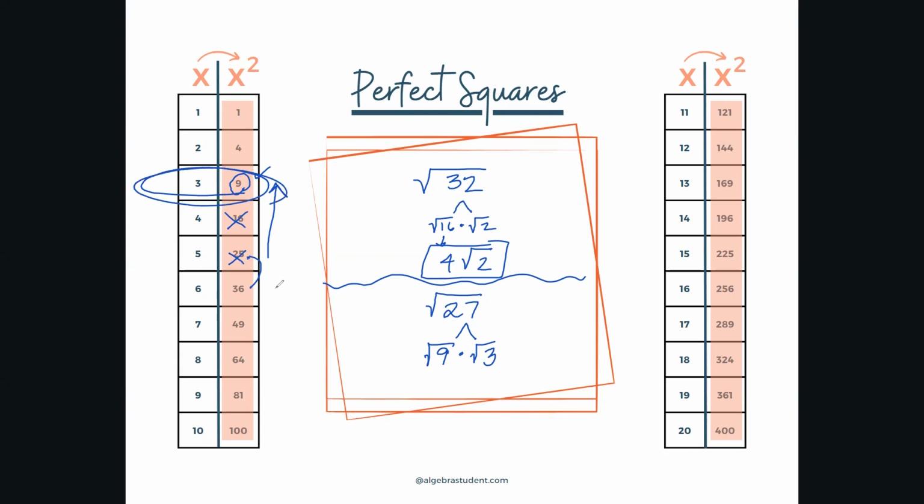Well, the square root of 9 is 3. And the square root of 3 is not a perfect square. So that means it just stays the way it is. So square root of 27 can be rewritten as 3 square root of 3.